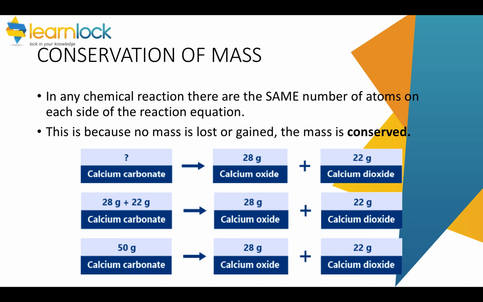In any reaction, there is always the same number of atoms on each side of the reaction, so in the reactant and product side. And that's because when things react together, you don't gain mass or lose mass, instead it's conserved. So we call it conservation of mass. If you look at these examples here, the question would be asking you, how much mass did you start with? And it's quite simple, you just add together the mass of the products.